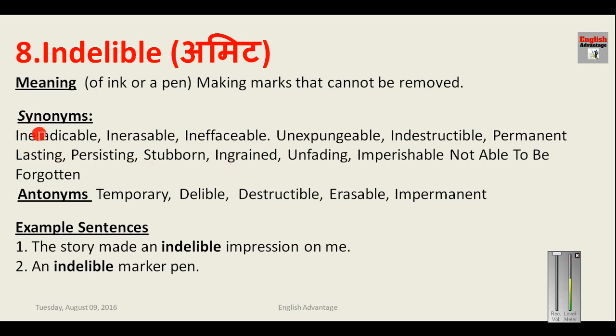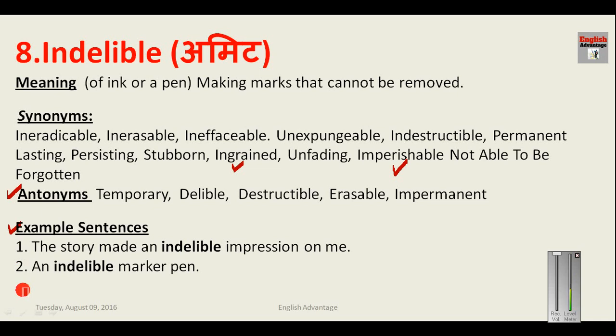Okay, so these are the synonyms, and out of these words, I think ingrained and imperishable, these are the very important words. Ingrained and imperishable, very important words. And antonyms are temporary, delible, destructible, erasable, impermanent. So these are the antonyms of this word. Now let us look at the example sentences. The story made an indelible impression on me. An indelible marker pen, or you can say the permanent marker pen.